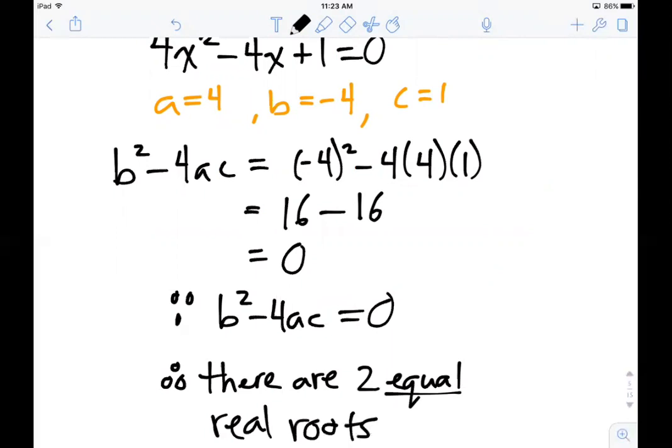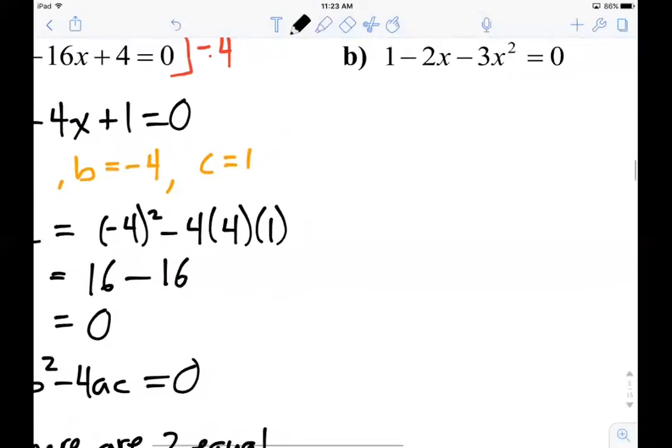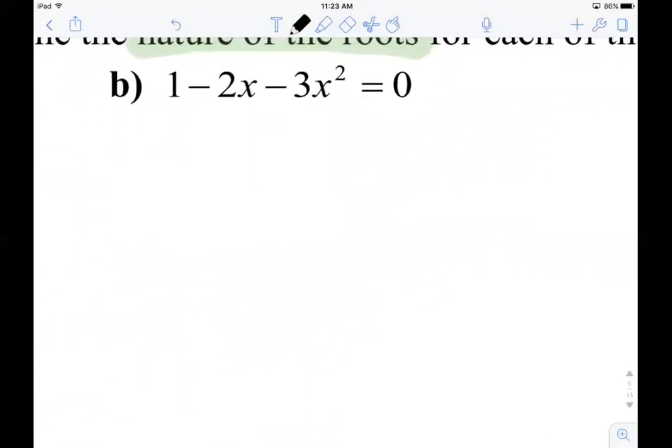If this had been greater than 0, we would also have two real roots, but they would be two what we call distinct real roots. And distinct is the word we're going to use for different than one another. But here we have two equal real roots. And we don't actually have to find what they are. We're just curious right now how many roots and what type there are. So we found that. Let's try the next one now.